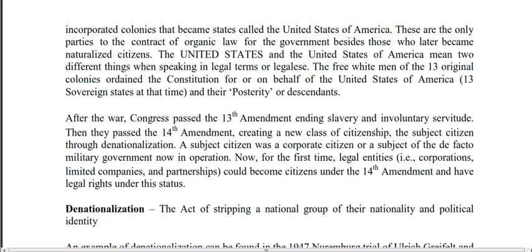After the war, Congress passed the 13th Amendment ending slavery and involuntary servitude. Then they passed the 14th Amendment, creating a new class of citizenship, the subject citizen, through denationalization. A subject citizen was a corporate citizen or a subject of the de facto military government now in operation. Now, for the first time, legal entities, i.e. corporations, limited companies, and partnerships, could become citizens under the 14th Amendment and have legal rights under this status.